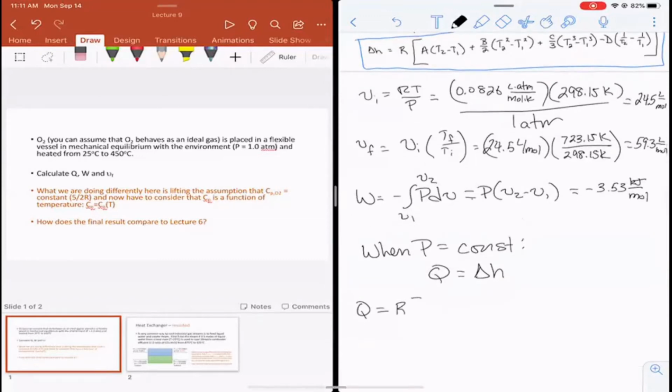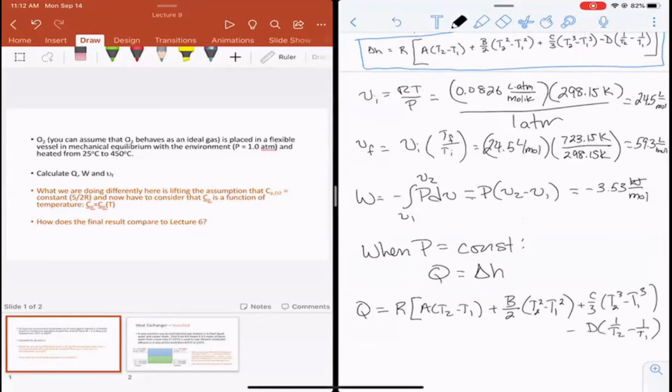So that's just equal to R times A times T2 minus T1, plus B over 2 times T2 squared minus T1 squared, plus C over 3 times T2 cubed minus T1 cubed, minus D times 1 over T2 minus 1 over T1. Sorry, I got a little excited about the threes. And so all we need to do then is to go find these constants for oxygen in the appendix.